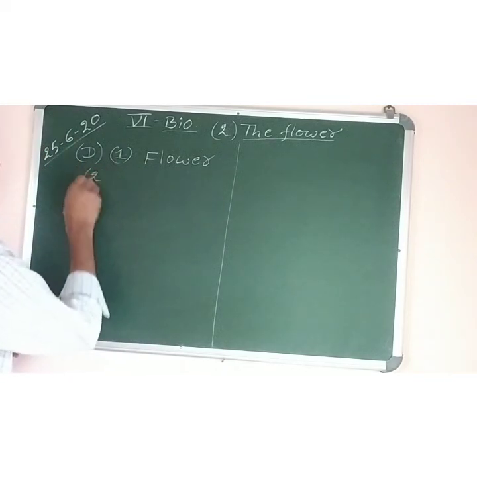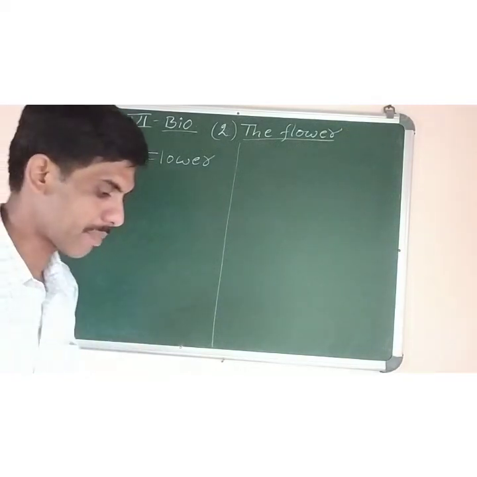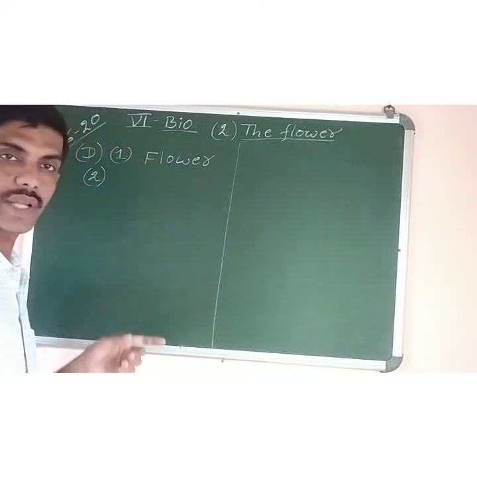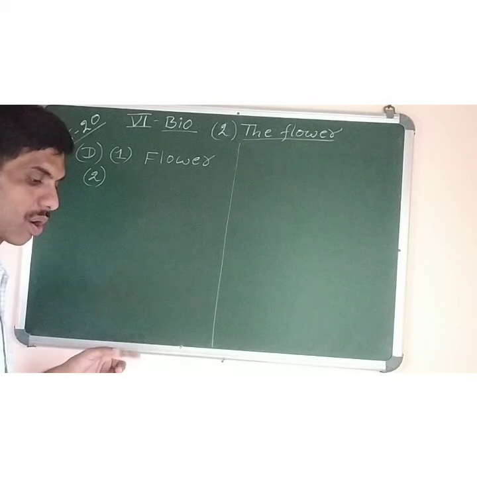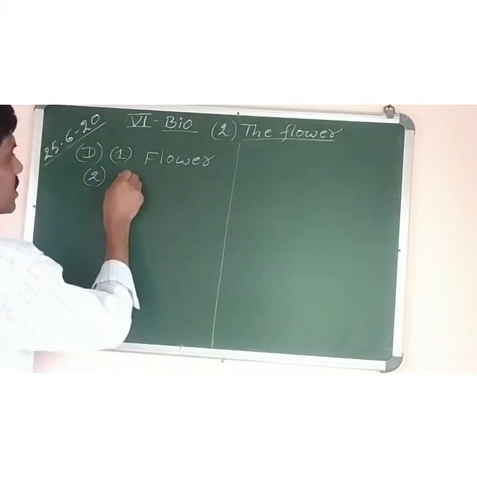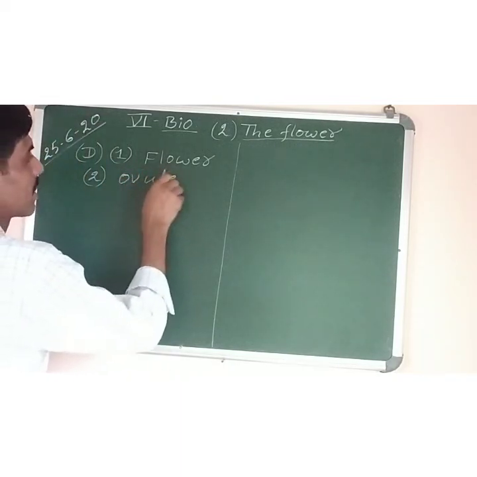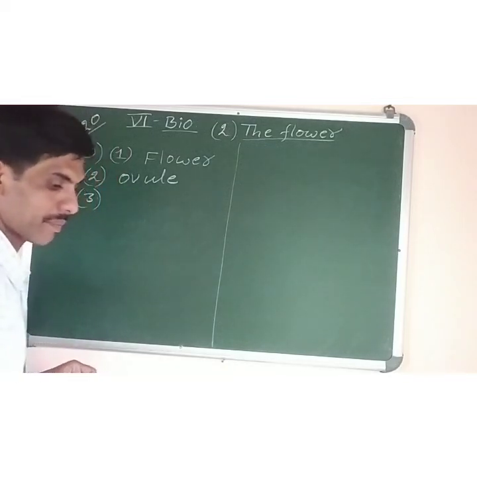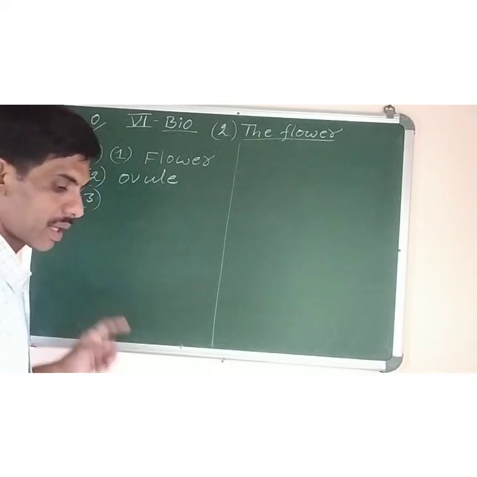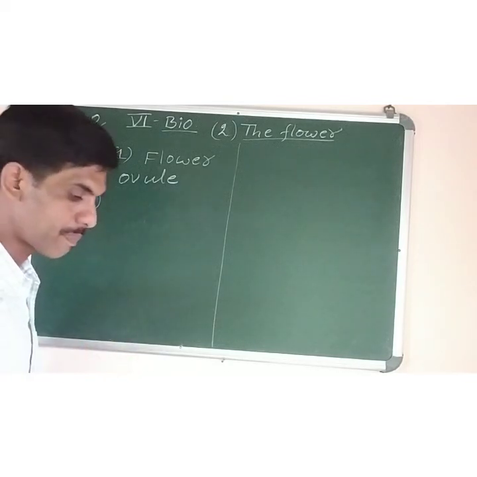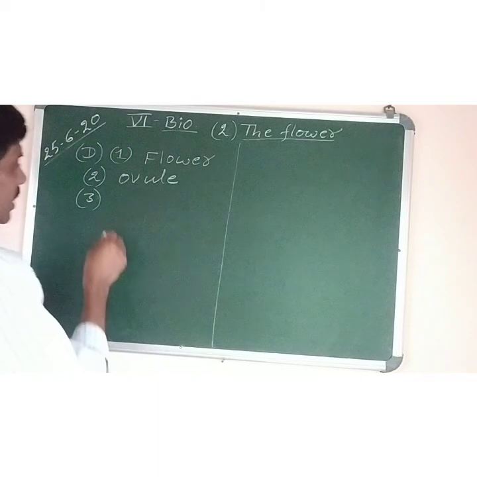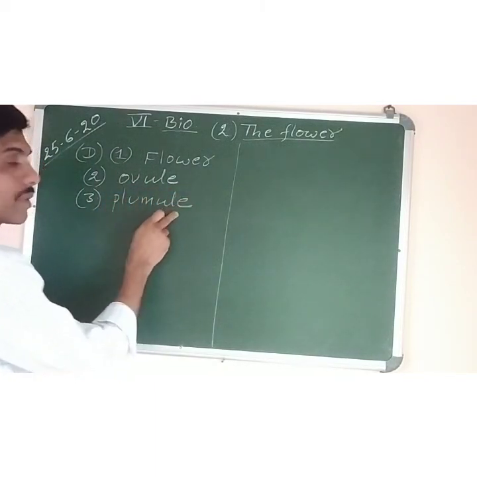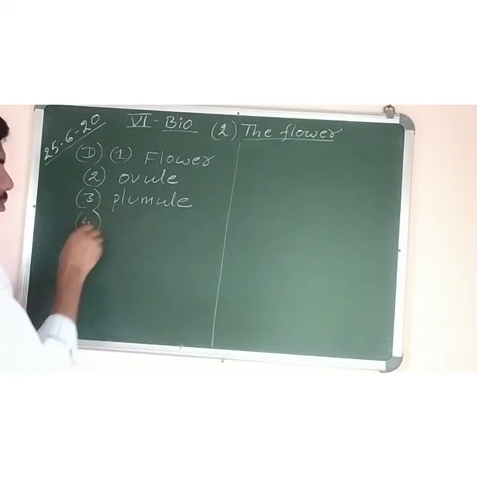Number 2, the second sentence is given in a paragraph. Egg or ovule after fertilization. Seeds develop from eggs or ovule after fertilization. So the correct answer is seeds develop from ovule after fertilization, not from eggs. And number 3, the dash, radicle or plumule forms the shoot system. The answer is the plumule forms the shoot system. Plumule is a part of the embryo which develops into the shoot system.